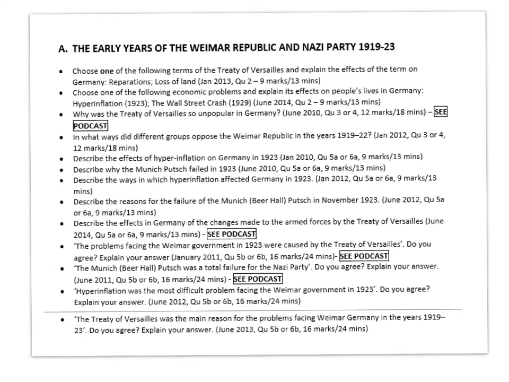So, for example, the first topic, which is what we're doing this Friday, the early years of the Weimar Republic and the Nazi Party 1919 to 23. Here are all the questions from past papers on that particular topic. So within this, you've got a mixture of question 1s, question 2s, question 3s, and you can tell that by looking at the end of each question. So you look at the first one, choose one of the following terms of the Treaty of Versailles. That's January 2013. That's the question 2, which is worth 9 marks. Okay, so they're all listed together in one place.